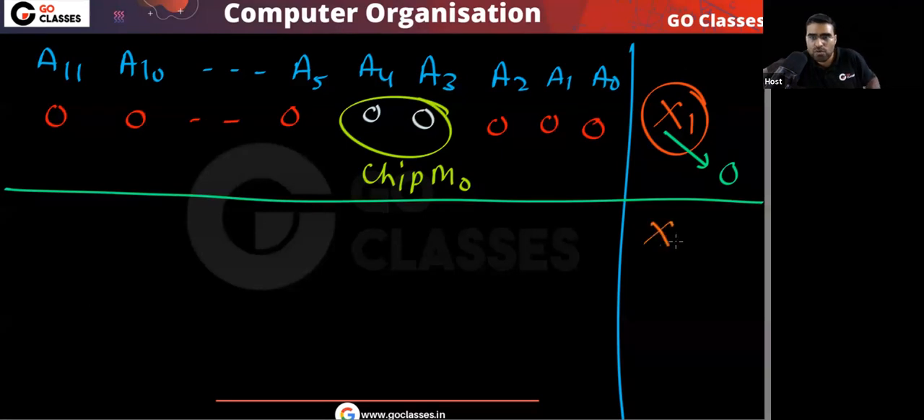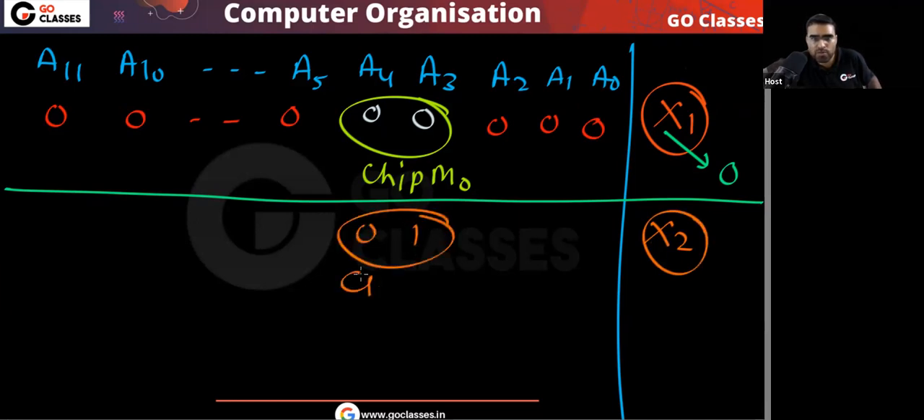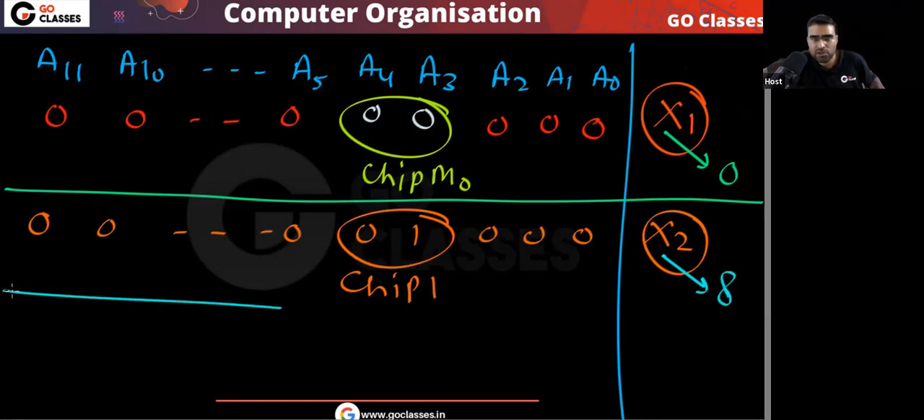What is X2? X2 means chip M1. For the starting address, you will make all 0. What is X2? Tell me. What is this value? This value is 8. Yes or no?